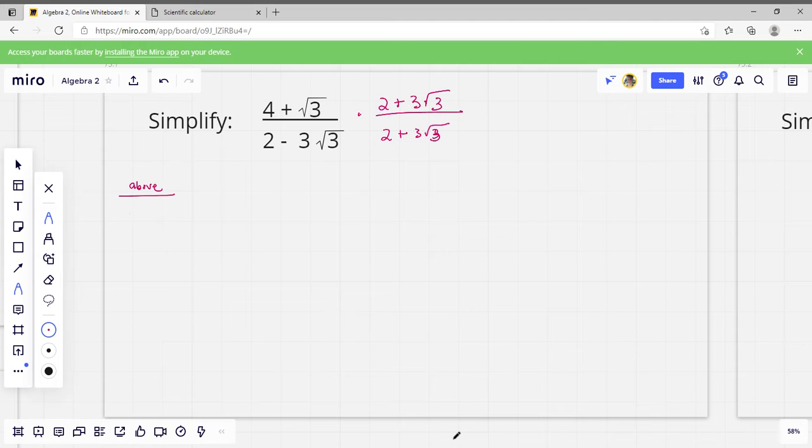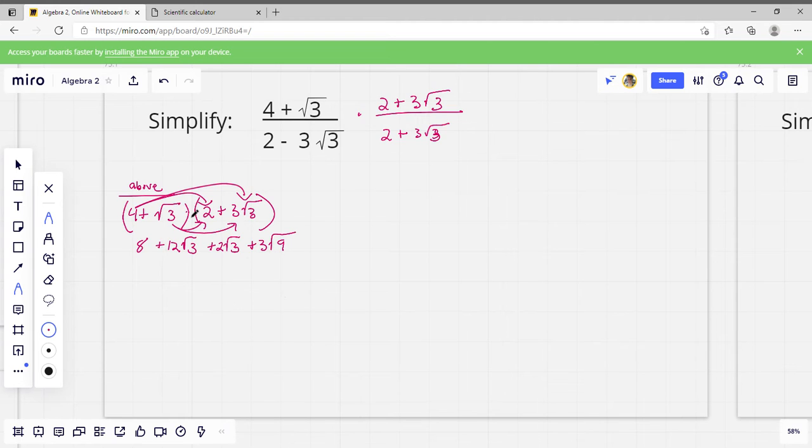On the top, I've got 4 plus the square root of 3 times 2 plus 3 times the square root of 3. I'm going to multiply these first. I'm going to rainbow this. 4 times 2 would be 8. 3 times 4 would be 12 times the square root of 3. Now I'm going to go down here. 3 times 2, that would be 2 times the square root of 3. And then this one would be 3 times the square root of 9.